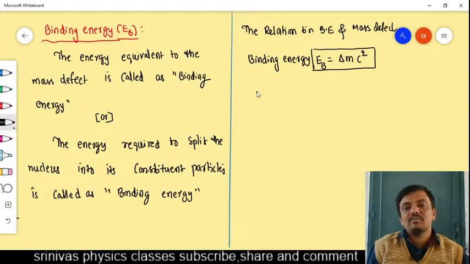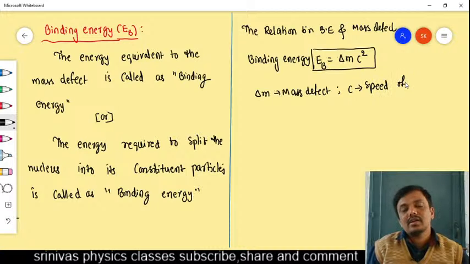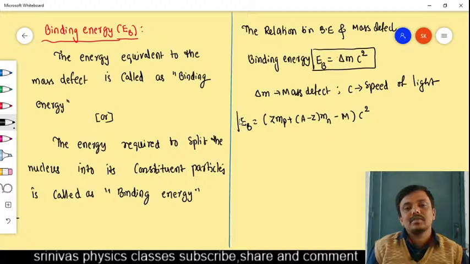What is delta M in this? Delta M is the mass defect. C is the speed of light. And the mass defect formula you already know. The binding energy formula we can also write like this: mass defect is [Z Mp + (A minus Z) Mn minus capital M], into C square. This is the mass defect into C square.